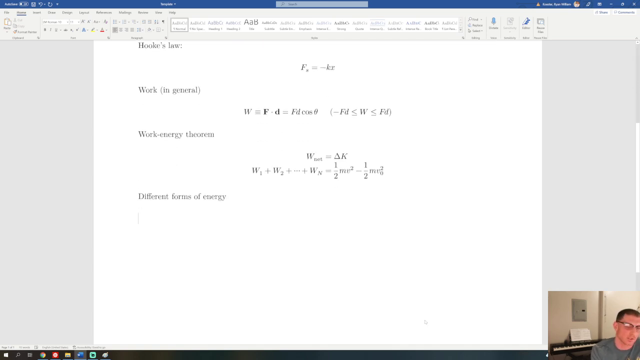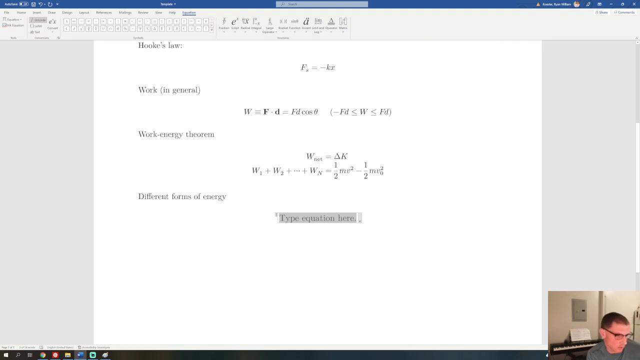So we already said basically that work is a scalar, but it can be positive or negative. Just like energy can be positive or negative, even though energy is also a scalar. As far as the different forms of energy, we have kinetic energy, which is just 1/2 mv squared.